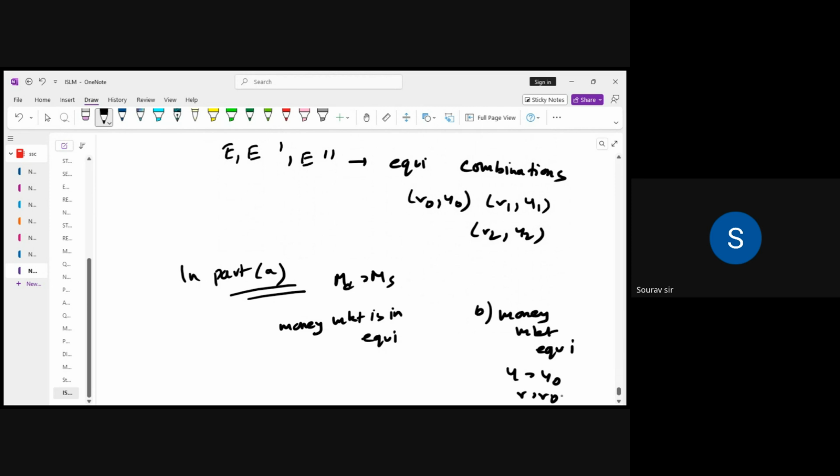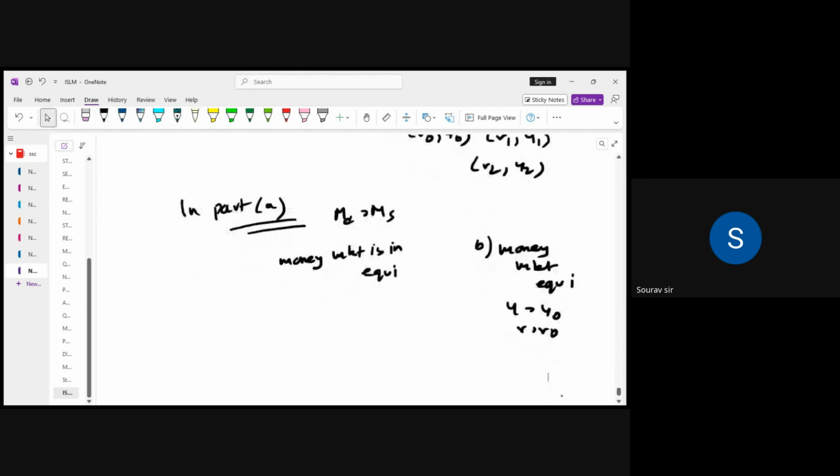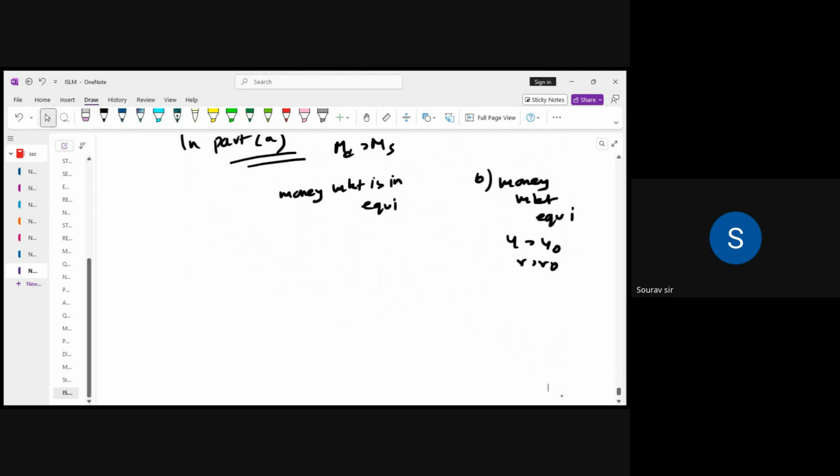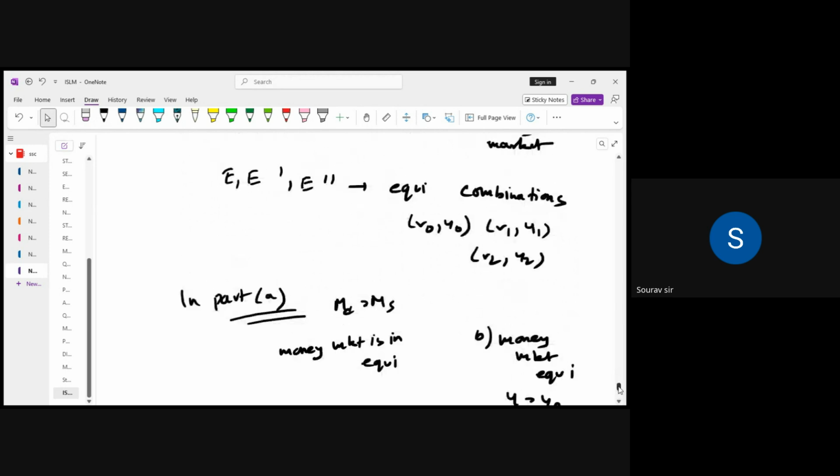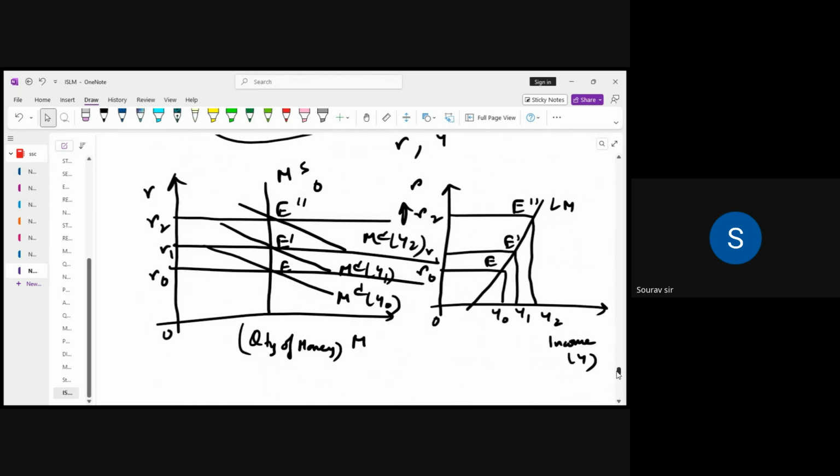So if I give you the explanation, as income increases from Y0 to Y1 to Y2, the demand for money increases, and you can see the demand curve for money shifts parallelly. As a result, the rate of interest also rises from R0 to R1 and from R1 to R2. So these 3 points of money market equilibrium correspond with these, which lie on the LM curve.